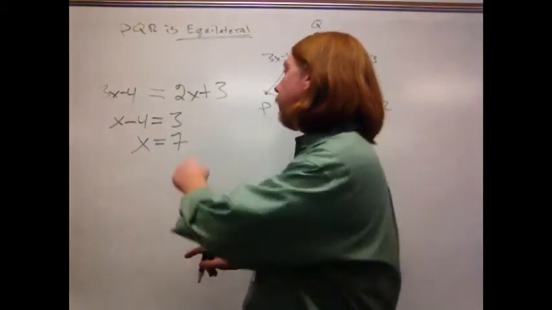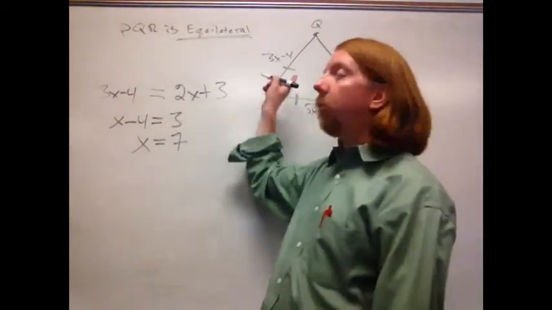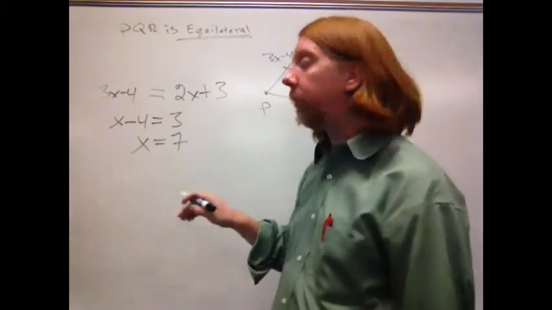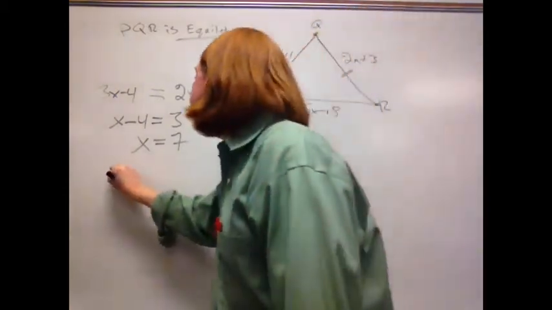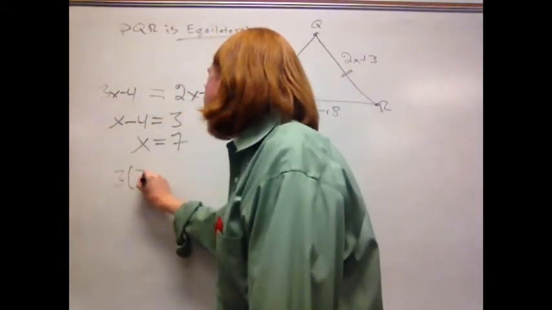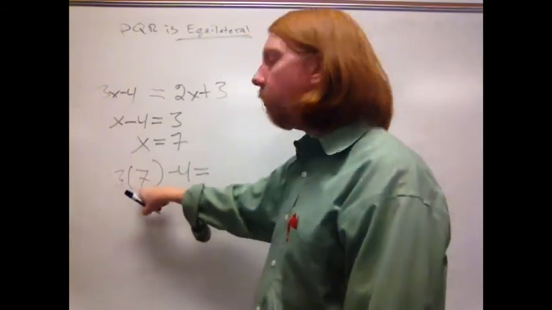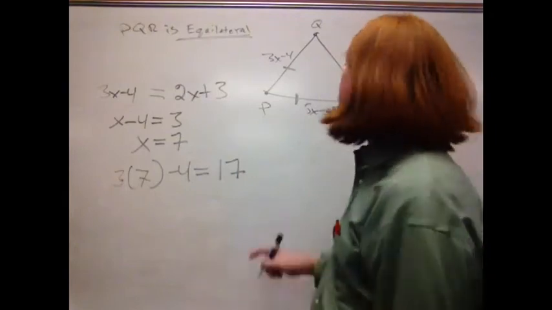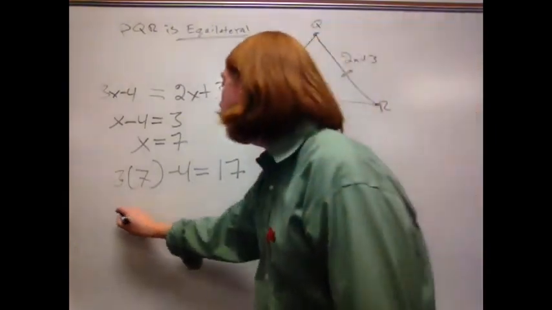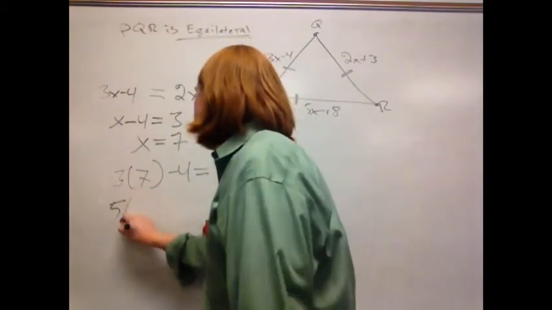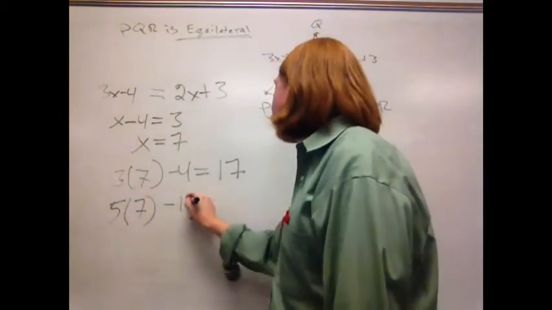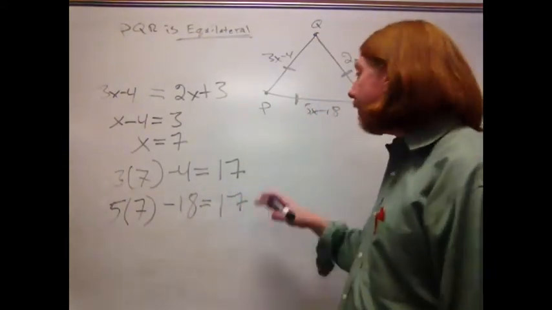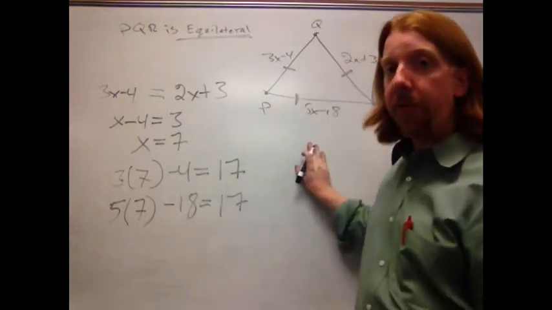Now what I'm going to do is I'm going to take that 7, plug it back into one of the expressions. Since all three sides are congruent, all three of them are going to give me the same answer. I'll take this 3x minus 4. So I'm going to do 3 times 7 minus 4, so that's 21 minus 4 puts me at 17. As a check, I can substitute into all of these. How about 5x minus 18? 5 times 7, that's going to be 35, minus 18 puts me back at 17 again. So I can see that I'm consistently getting 17 for the length of all three sides.